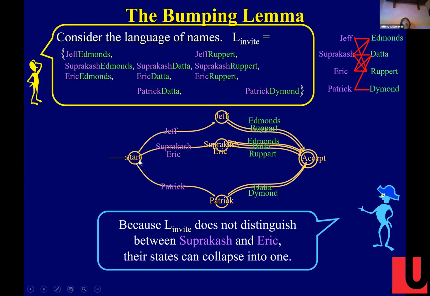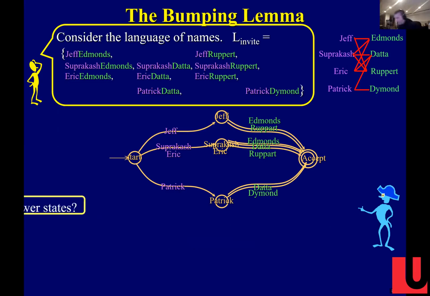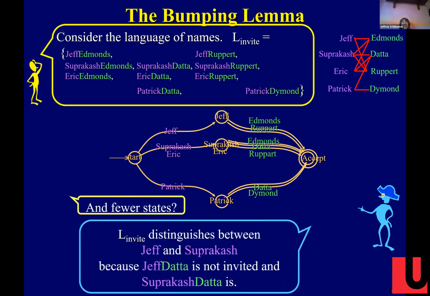So what's our new DFA? You read the first name, and if it's Jeff, you go there. If it's Patrick, you go here. But if it's Supercash or Eric, it doesn't matter. You can end up in the same state, right? And then when you read the last name, it determines whether to accept or not. Everybody see how this DFA is good enough? Yes. All right. Fewer states, right?